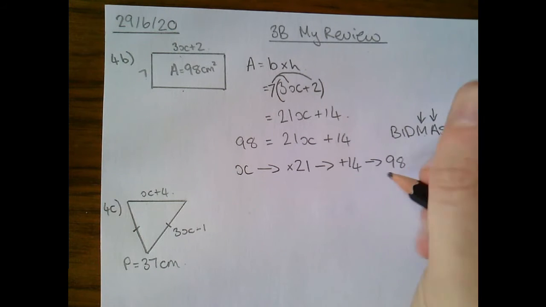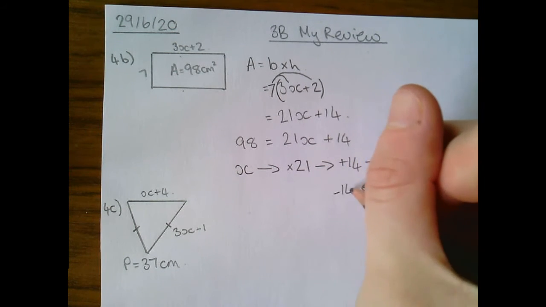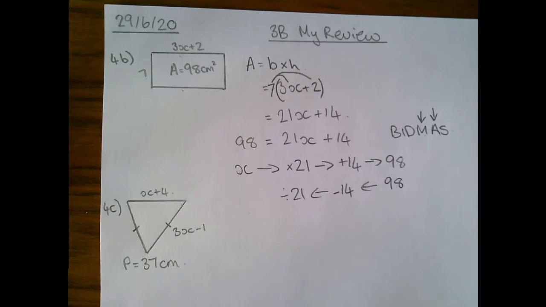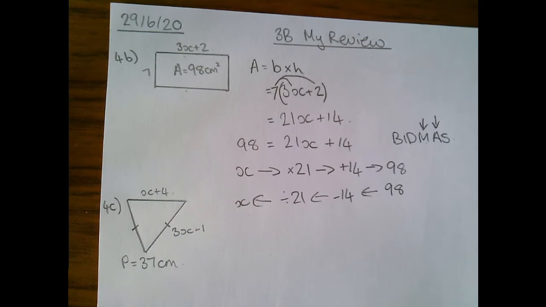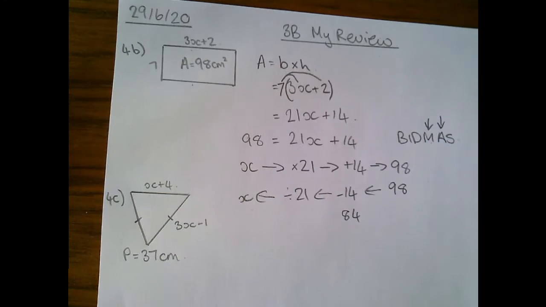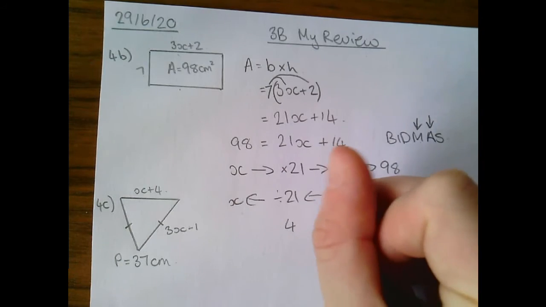So if we start at 98, we subtract 14 because we need to undo that, and then we divide by 21, to undo multiplying by 21. That will give us our x. 98 subtract 14 is 84. Then 84 divided by 21 is 4. So x is equal to 4.